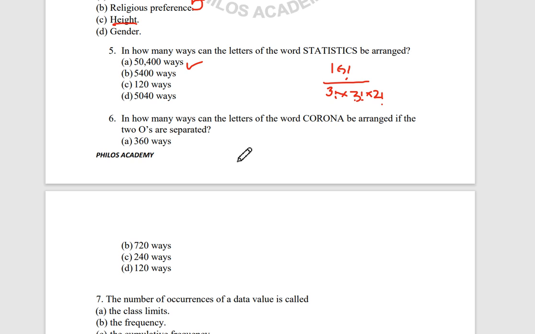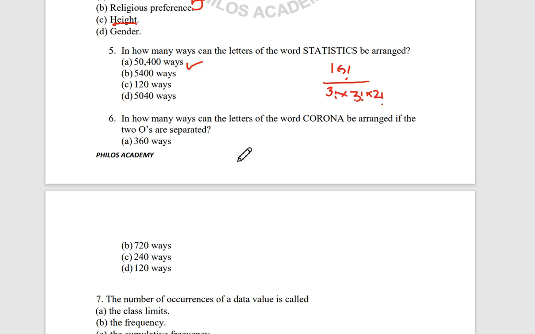Question 6 says, in how many ways can the letters of the word corona be arranged if the 2 O's are separated? If the 2 O's are separated. Please, there is a condition here. The question 6 is quite different from question 5. Kindly take a look at this and pay attention to this.